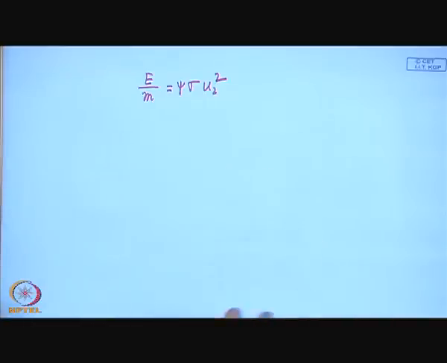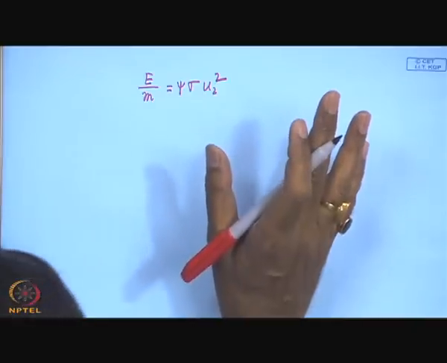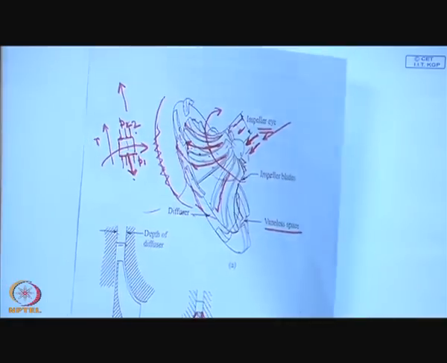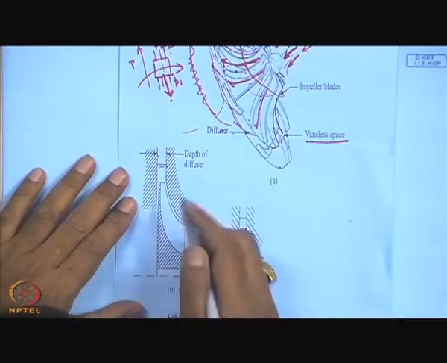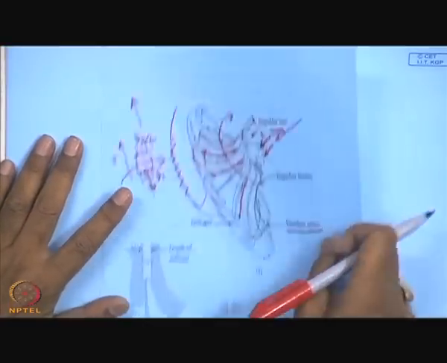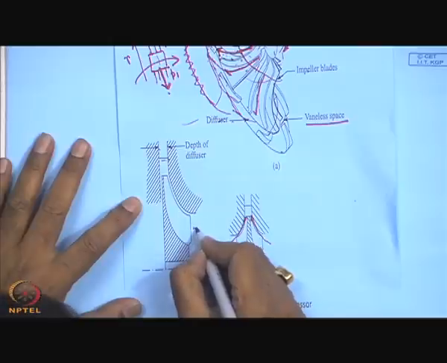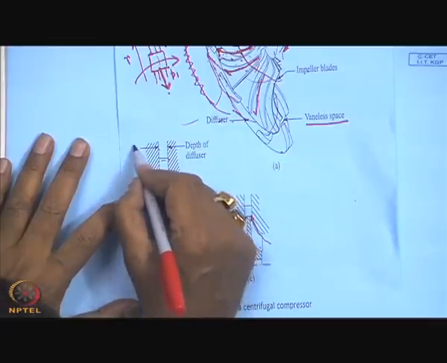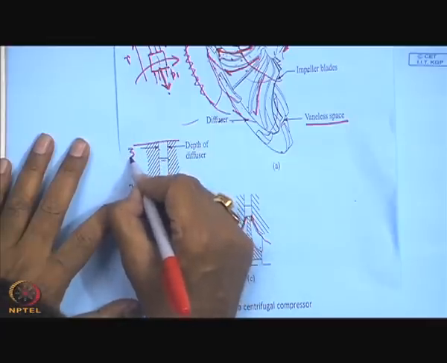Now, let us find out in terms of the pressure rise. Let us do some thermodynamics. We are not going unnecessarily to this complicated figure. Let us see that this is the inlet to the impeller, section 1. This is the outlet of the impeller, section 2. This is the outlet of the diffuser, section 3.